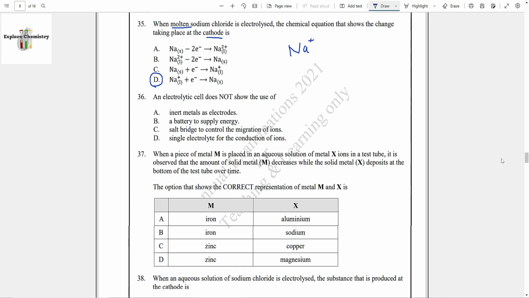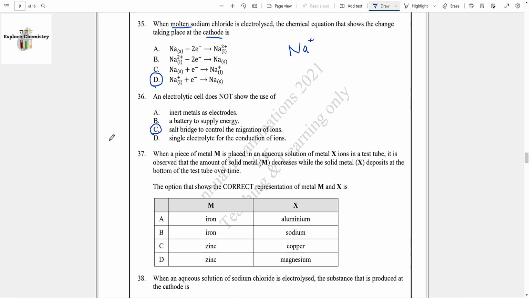Number 36. An electrolytic cell does not show the use of what? An electrolytic cell is a cell made up of only one complete cell containing two electrodes. So it is written: inert metals as electrodes, a battery to supply energy, a salt bridge to control migration of ions. No, this is not present in an electrolytic cell.